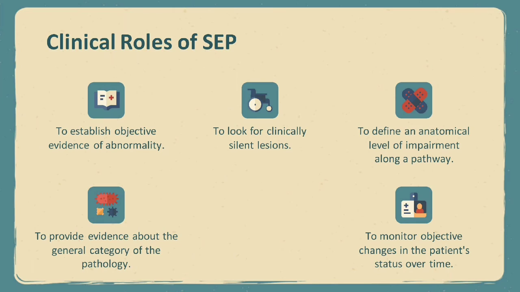Some of the clinical roles of SEP are to establish objective evidence of abnormalities when sign or symptom are equivocal, to look for clinically silent lesion, to define an anatomical level of impairment along a pathway, to provide evidence about the general category of the pathology, and to monitor objective changes in patients' status over time.